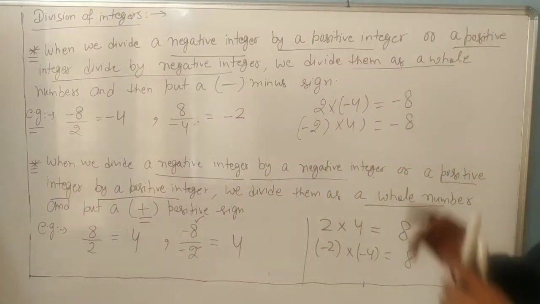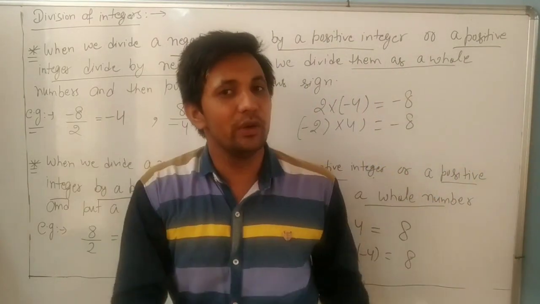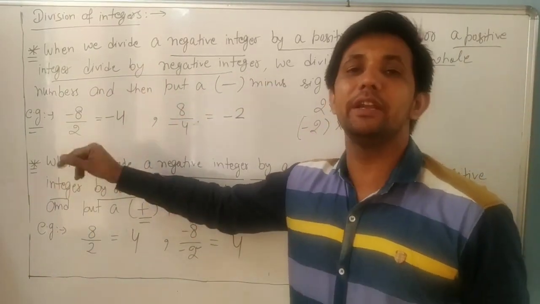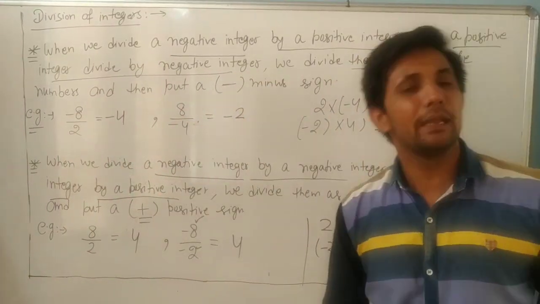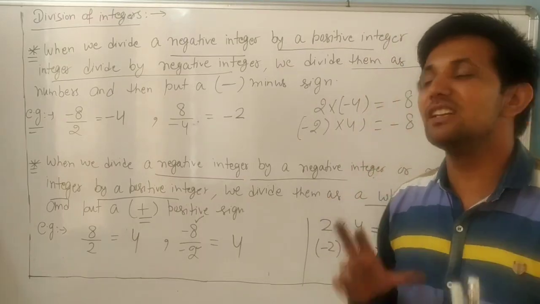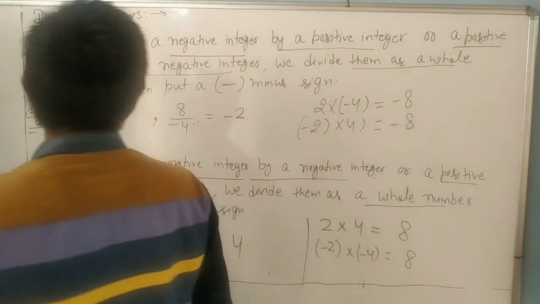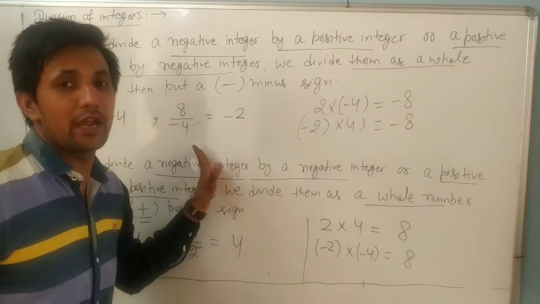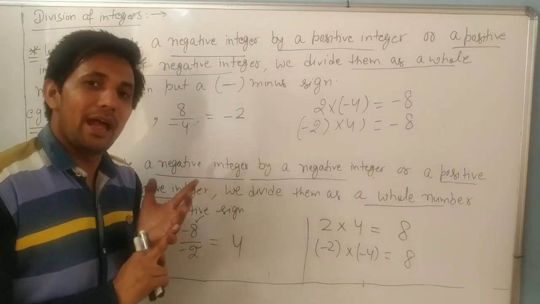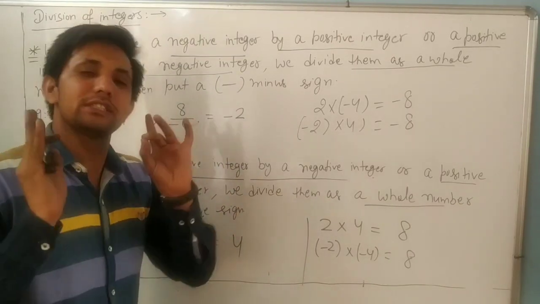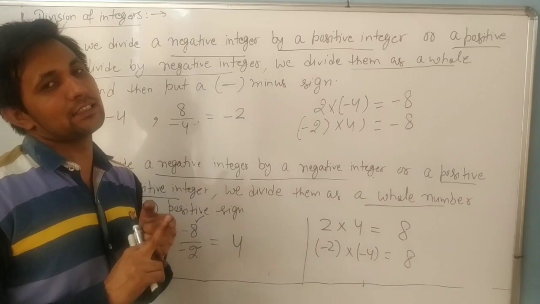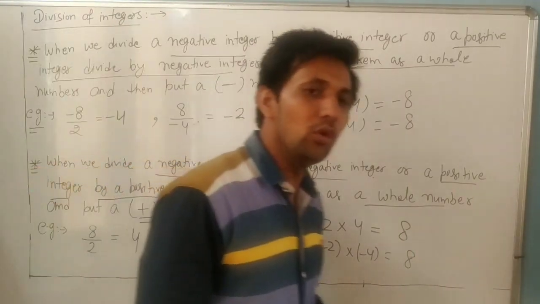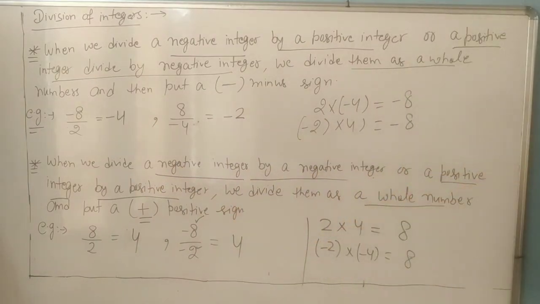Okay? We have already learned how to add two integers, how to subtract two integers, how to divide two integers, and how to multiply two integers. Always remember one thing, dear: division and multiplication follow the same rule, and addition and subtraction follow the same rule. Please note it down, dear.